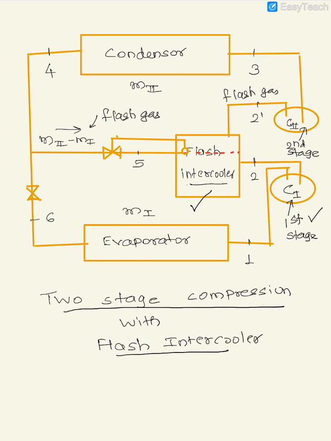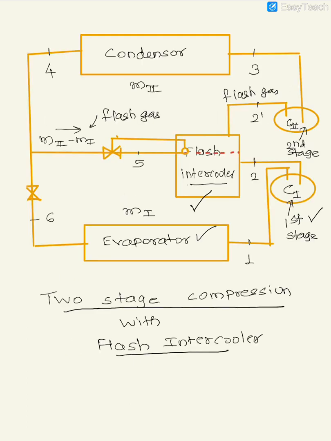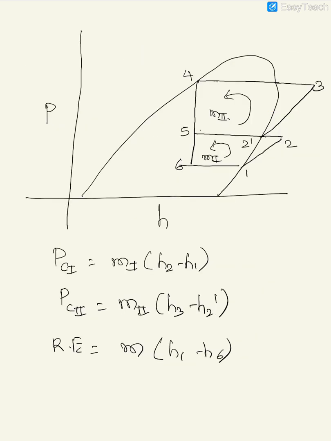Okay, and the refrigerating effect would be across the evaporator. So the refrigerating effect would be M into H1 minus H6, and that M is M1. Okay, this is the refrigerating effect, and the COP would be the refrigerating effect upon power consumed by compressor 1 plus power consumed by compressor 2.